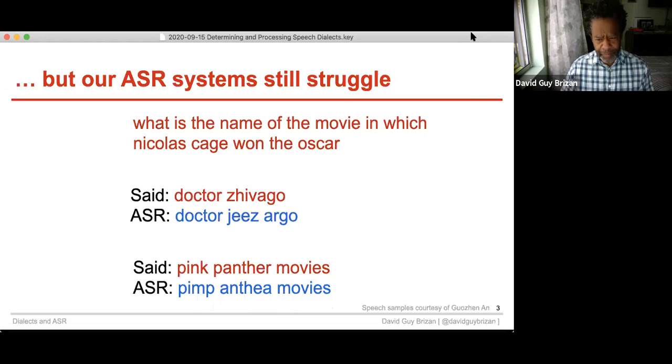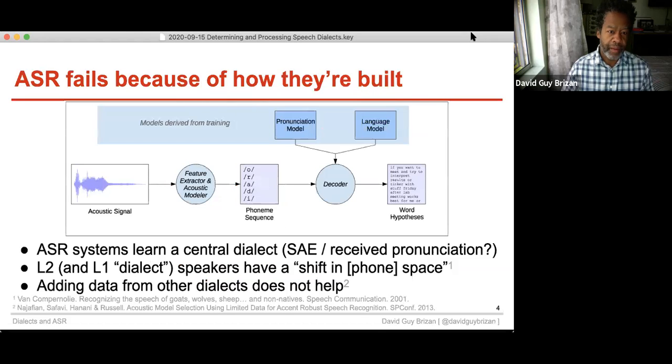So we have to be a little bit careful about what we're doing and what our speech systems are hearing and why. And that's kind of the point I'm making. Our speech systems all struggle because of foreign accents, what we call L2, second language accents. And they fail because of how they're built. Generally speaking, this is the architecture that they're built on.